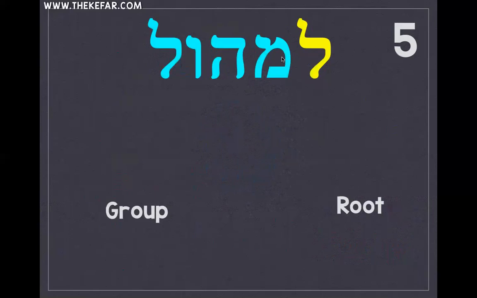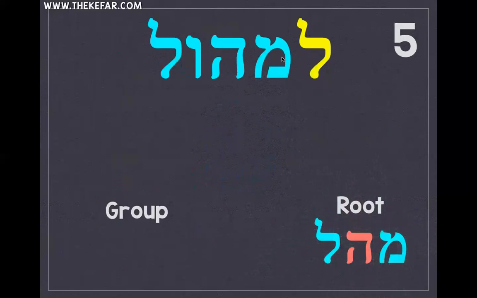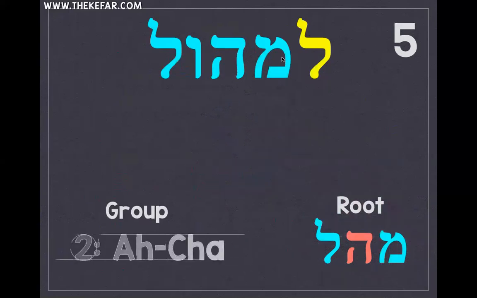So we get rid of the lamed, get rid of the vav. That gives us mahal as our root, and we see that that middle letter is one of our aha letters. So this happens to be a hey. The other letters are aleph, chet, and ayin. So this is an aha verb: mohel, mohelet, mohalim, mohalot.